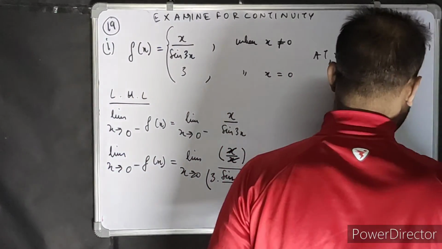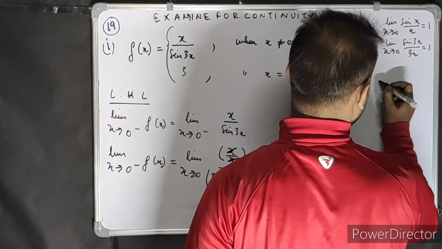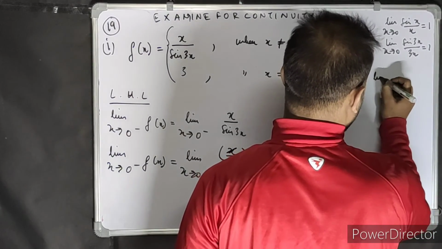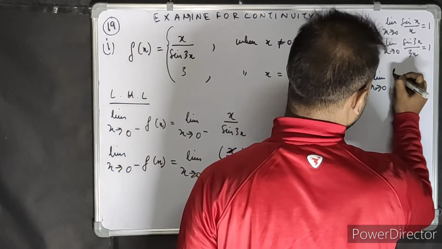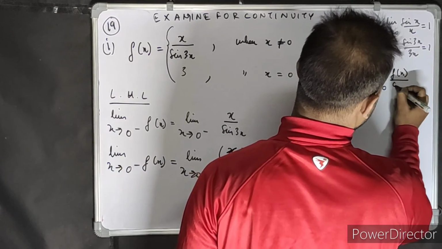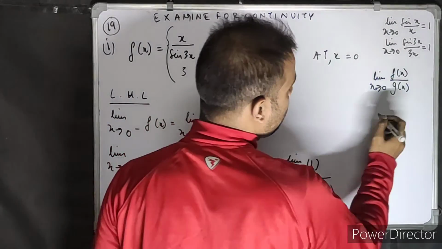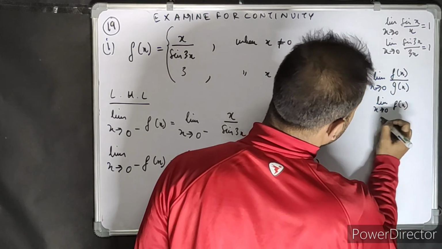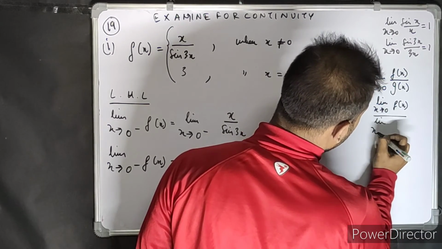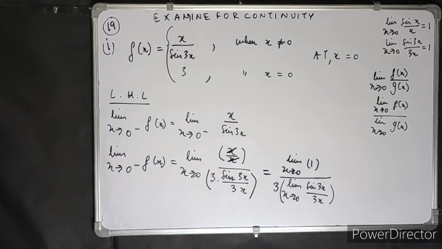Although it's given in a function form, you will have learned this in the question. Say limit x tends to 0, f of x divided by g of x, if you have. So this limit gets split for both of them. It becomes limit of x tends to 0, f of x divided by limit of x tends to 0, g of x. Okay, so that's what I have done.